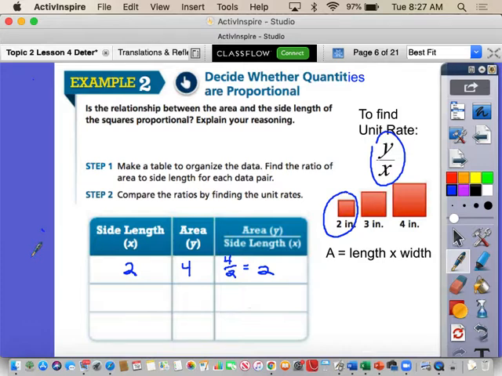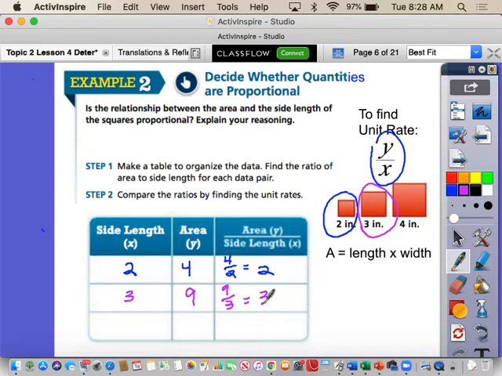Let's look at our next square. I'm going to change colors for it. So my side length is 3. What would my area be for that square? 9. And then I'm dividing y by x, the area by the side length. So 9 divided by 3 is going to give me what for that square?